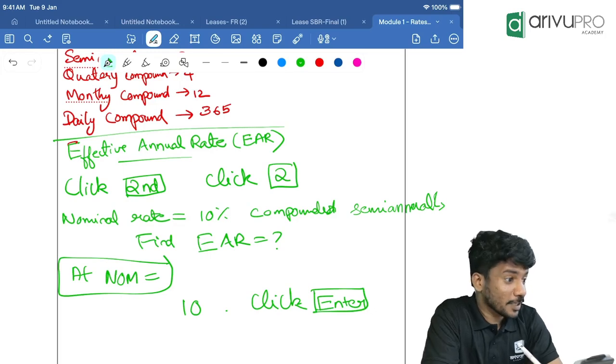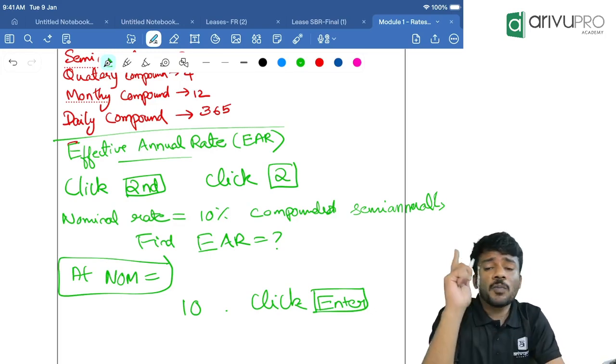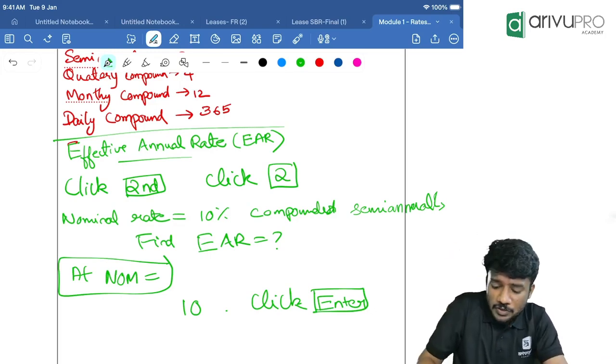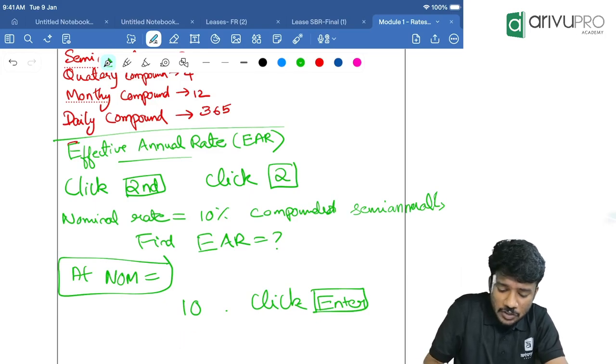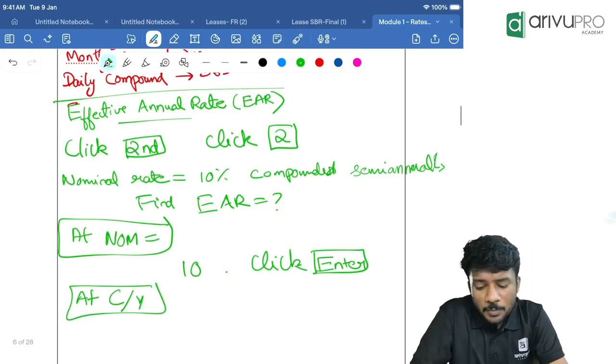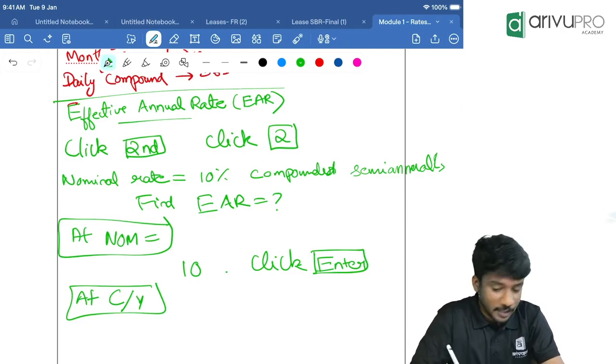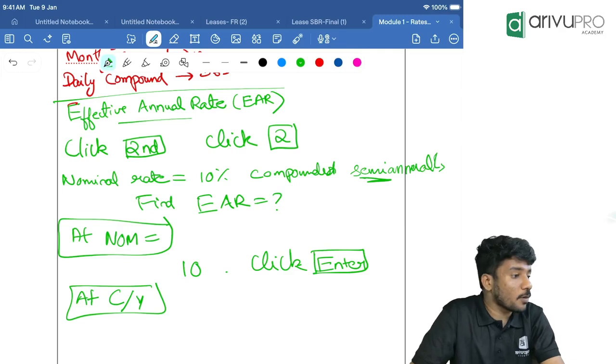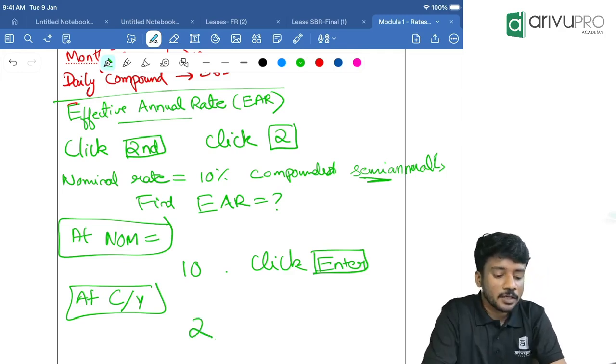So we don't know anything about that. Now come down. Compounding per year. C by Y. At C by Y, what are you going to type? How many compounding are there? 2 compounding. Since it is semi-annual, it is 2 compounding. Type 2 there.